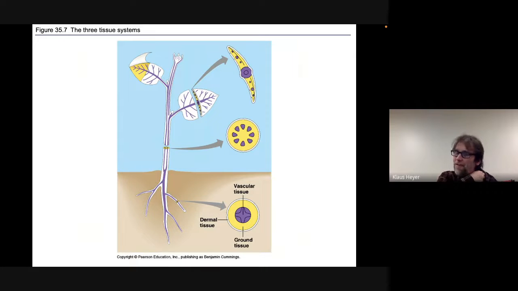Vascular tissue is like the veins. Depending on where it is in the plant, they're in different places. But if we go back to the carrot, that circle in the middle of the carrot, that's vascular tissue. So vascular tissue is going to carry water and or sugars. Then whatever is not dermal, whatever is not vascular, we call ground tissue.